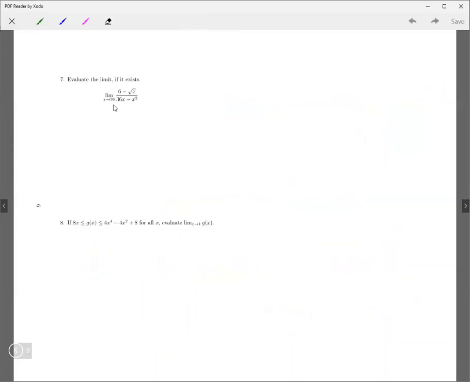Number 7. Here, if you plug in 36, you get 6 minus the square root of 36 over 36 times 36 minus 36 squared. Well, that's going to be 0 over 0 again. So plugging in is not going to give it to you. But there's hope because there's a 0 up here, so maybe this 0 would cancel with the one down there and it would be something else.